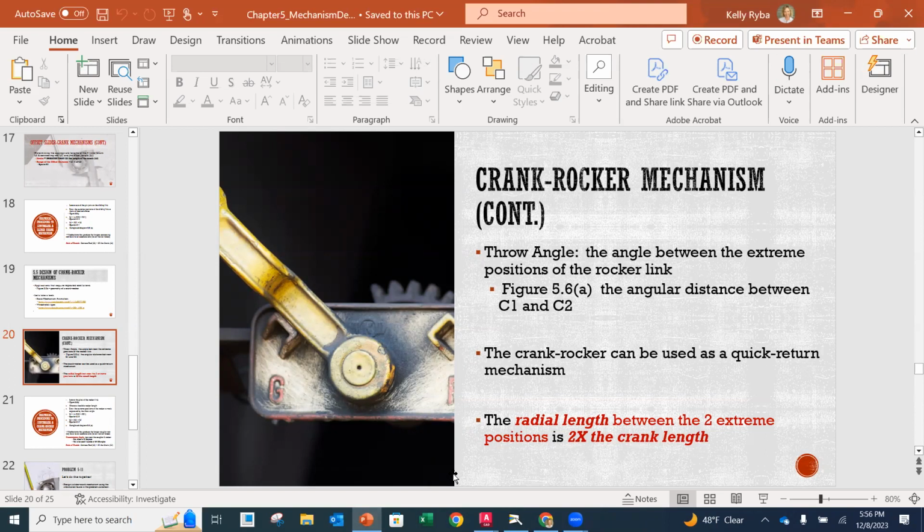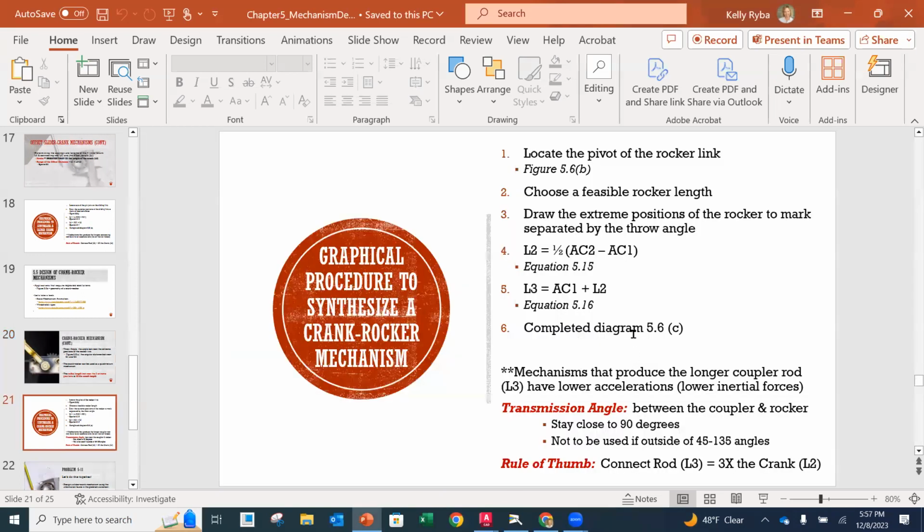Here too, the crank rocker can also be arranged so that you can use it as a quick return mechanism as well, but it can also be symmetrical too. Okay. The radial length between the two extreme positions is going to be 2 times the crank length. That's going to be a guideline, if you would, that we have for that as well.